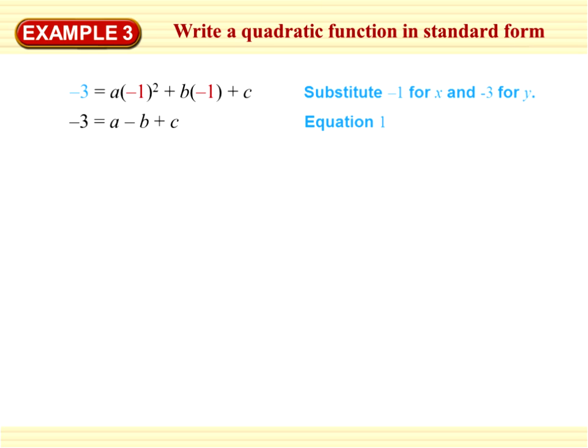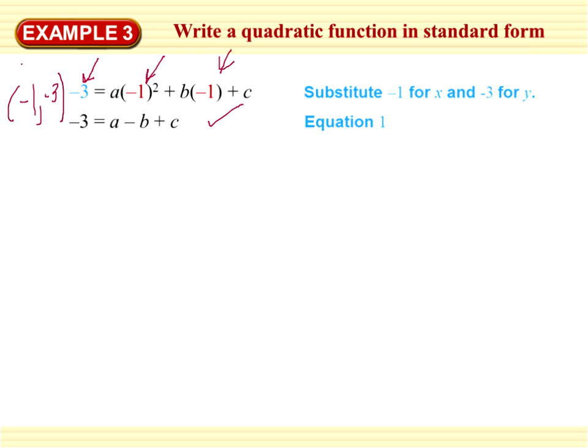Taking the first point, and I'm going to go ahead and write that down over here. The first point was -1, comma, -3. And so what we did was, everywhere we see a y, we replaced it with -3. And then where we saw an x, we replaced it with -1. So once we simplify this, -1 squared is 1, so we got a. B times -1 is -b. So here is our equation right here.